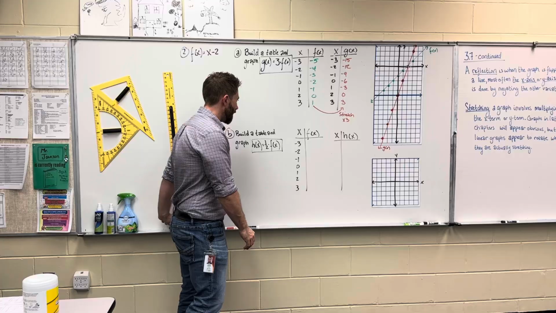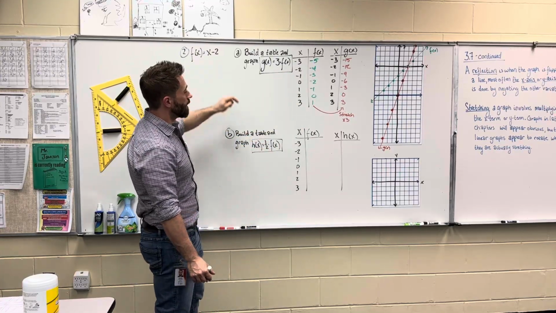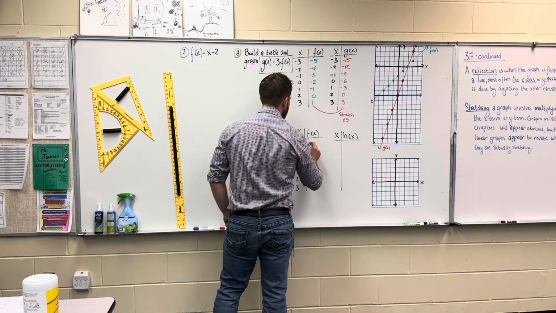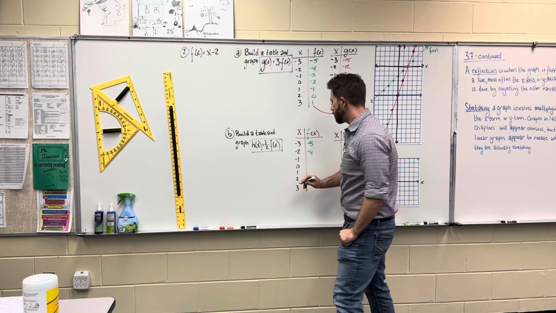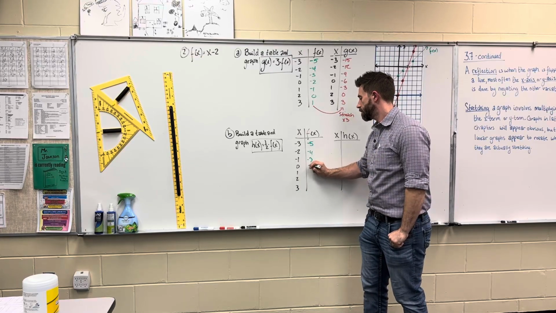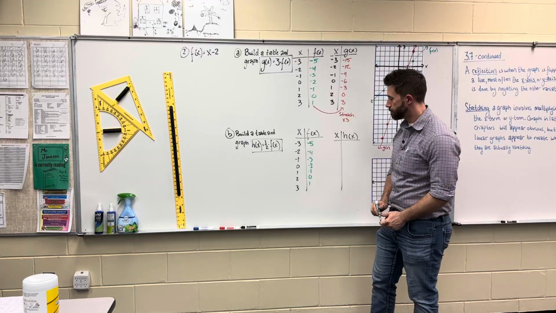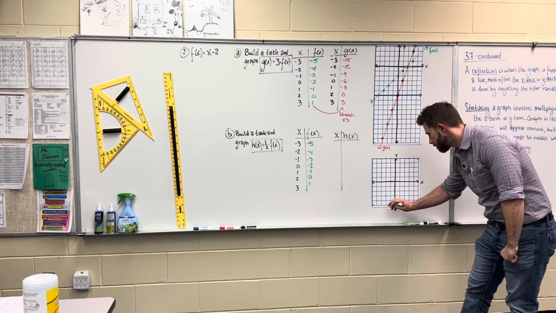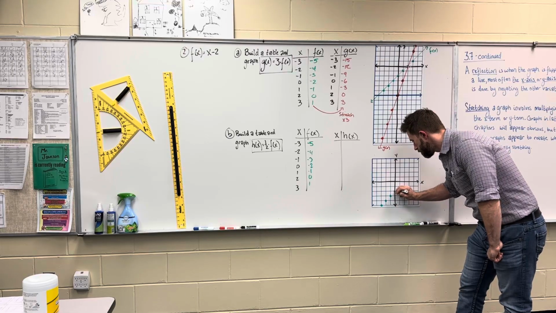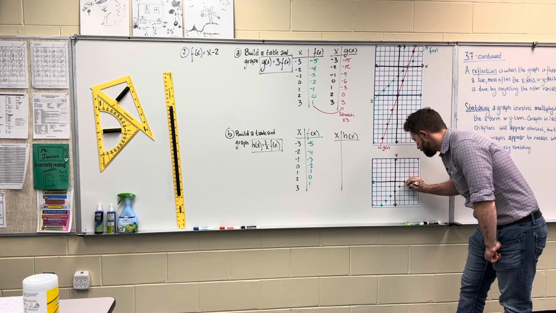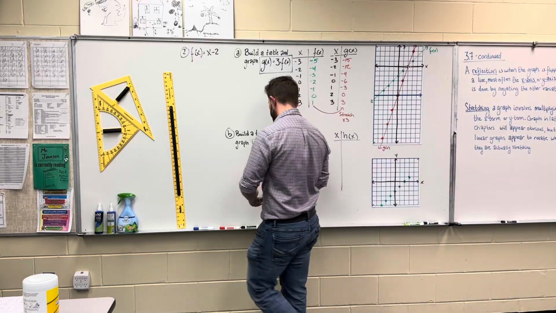So let's go ahead and pop the first set of tables, which is just take the number and subtract 2. So subtract 2 from this, subtract 2 from this, this, and that. Bingo. And we've got that set of points there.